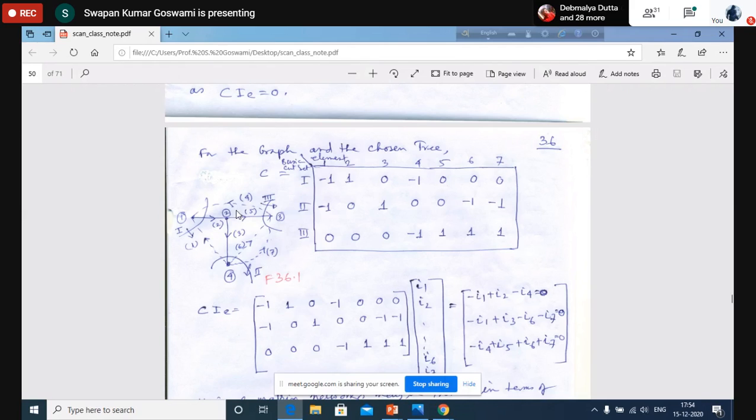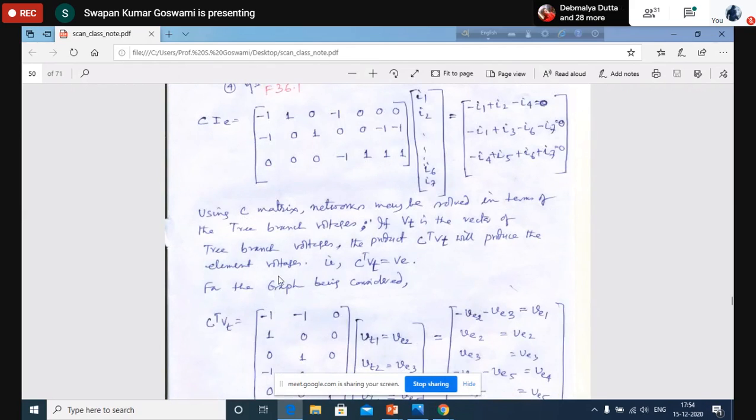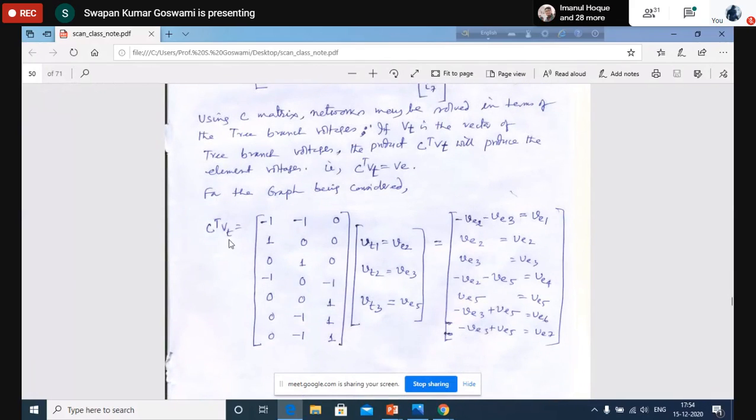Say those tree branch voltages have been obtained as the solution of the network equation. Now let us see what happens if we pre-multiply this tree branch voltage vector by the transpose of the C matrix. Tree branch voltages means a vector of voltages. Three voltages. Here, what will happen in our case?